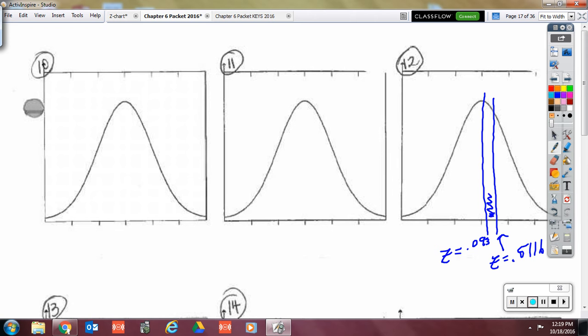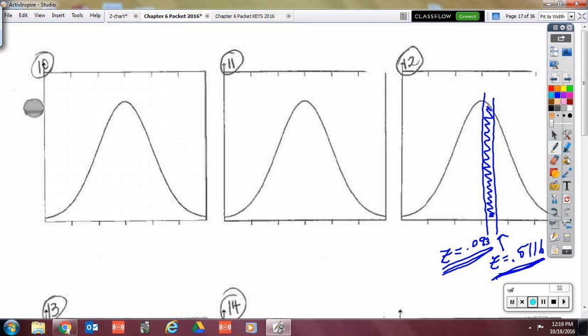Okay. So, looking at our chart, what am I going to do to find that area in between? Find the area for which one? Oh, people were getting these confused. They wanted to just go, oh, 0.5116 minus 0.093. That's not it. These are not the areas. Those are the Z scores. So you have to go look up these numbers on the chart.